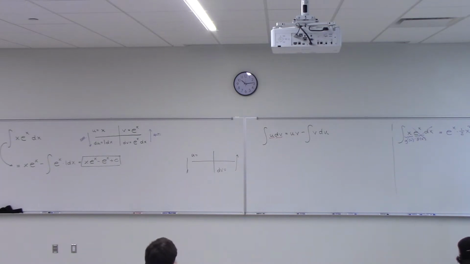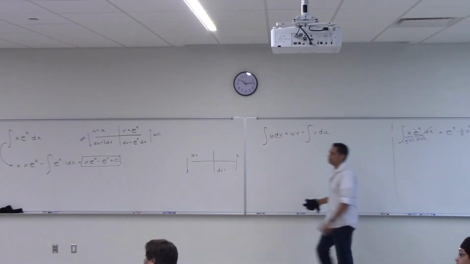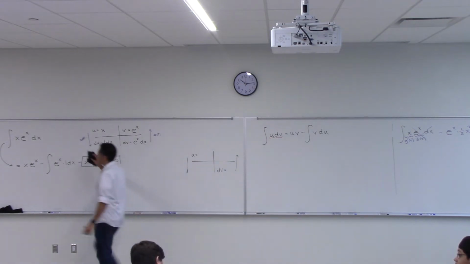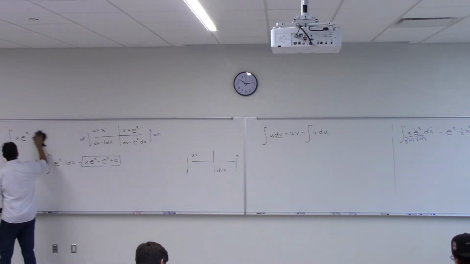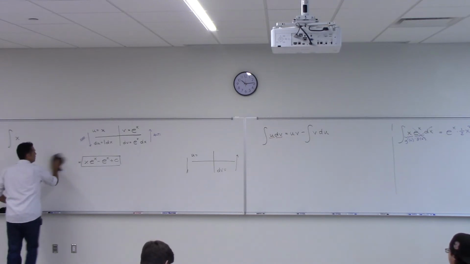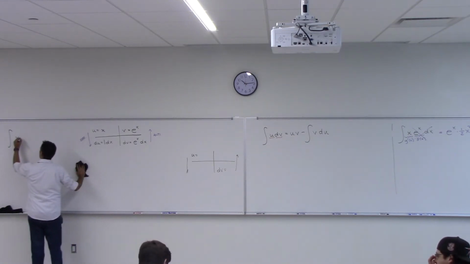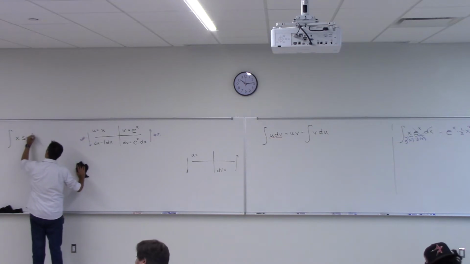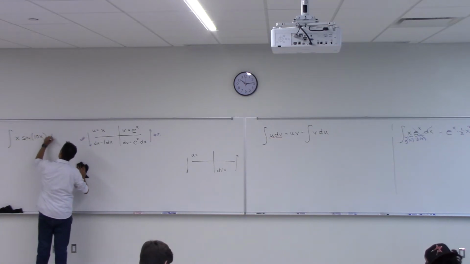All right, how about that one? Let's do that one. This is an example of a basic integration by parts problem. It's very similar to the one we just did. So it's x sine of 10x dx.